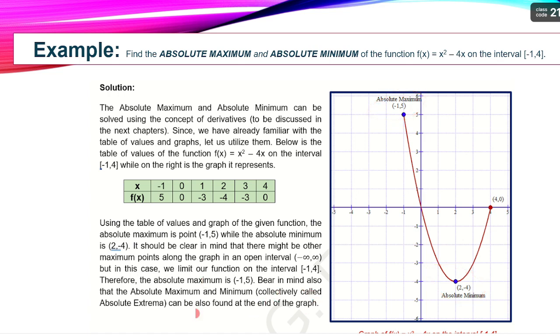So collectively they are called extrema. I mean minima and maxima. So generally they are called extrema. They can also be found at the end of the graph. So usually kung ano yung pinakadulo, yun siya. Okay? So that's the idea of absolute maximum and minimum.